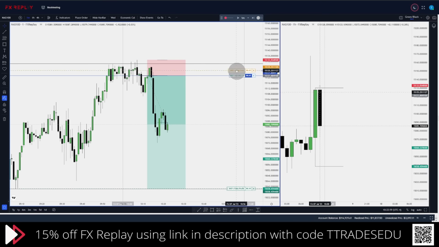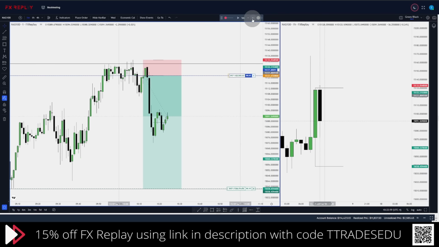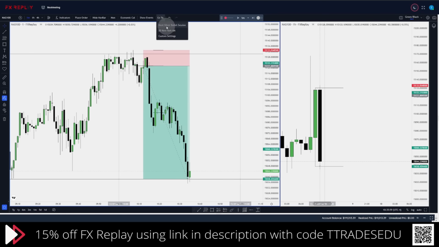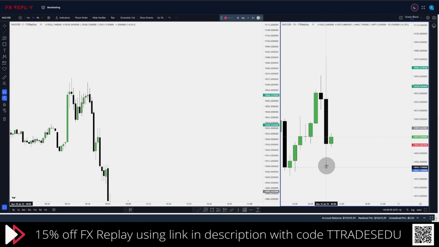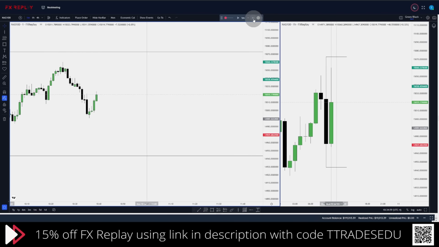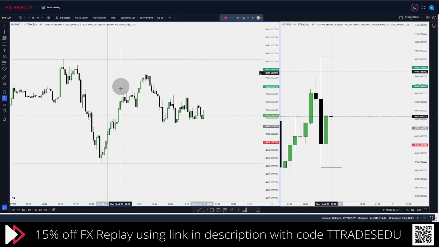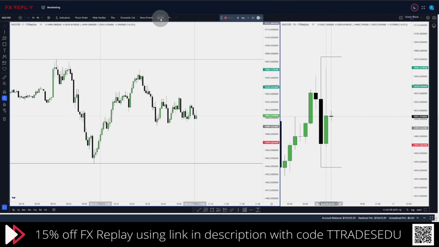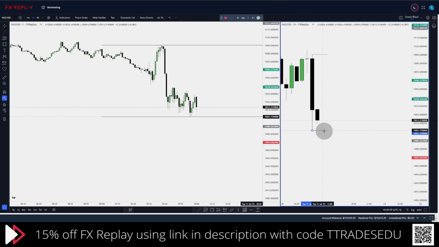So it hits 3R. So I'll move my stop to break even. And there we go. Go to the next silver bullet. Let's mark out this high and low. Price did not sweep either side within our range, so we'll go to the next day. Marking out the 9 a.m. high or low.